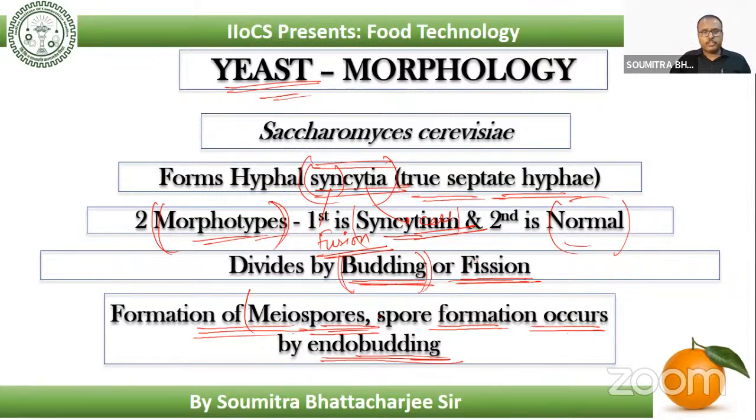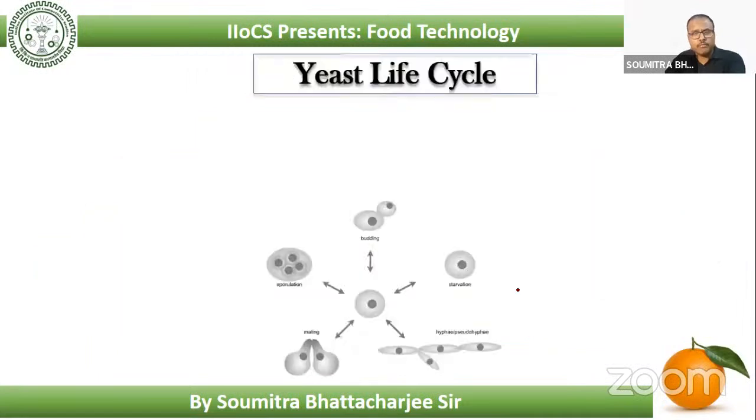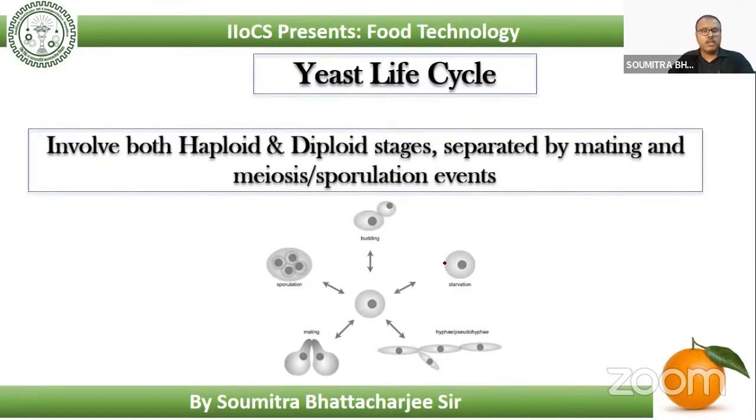So meiospore formation and spore formation occur by endobudding accordingly. Okay, so that is the basic morphological part. Now we have to know one thing: this group of fungus involves both haploid as well as diploid stages.